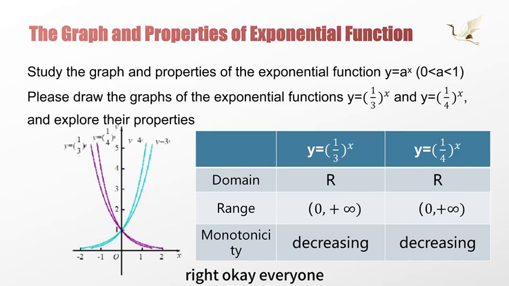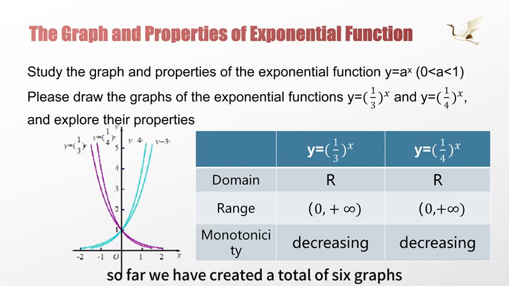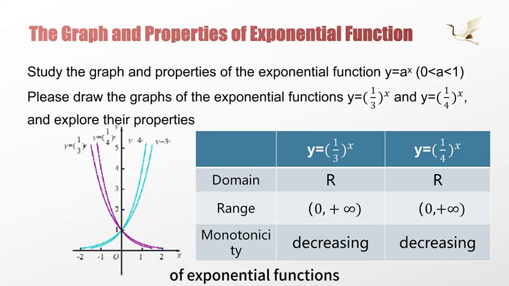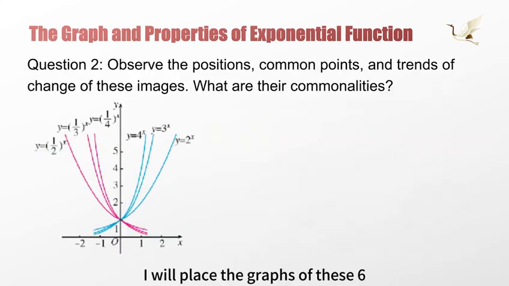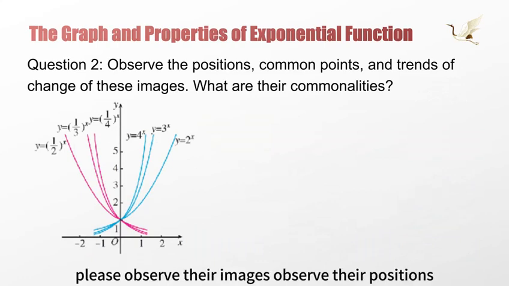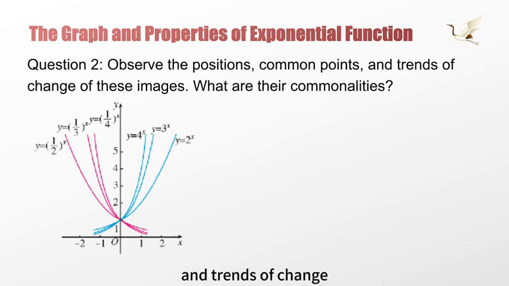Okay, everyone. So far, we have created a total of 6 graphs of exponential functions. I will place the graphs of these 6 exponential functions in the same Cartesian coordinate system. Please observe their images, positions, common points, and trends of change, and see what commonalities they have. Please describe these properties in graphical language.